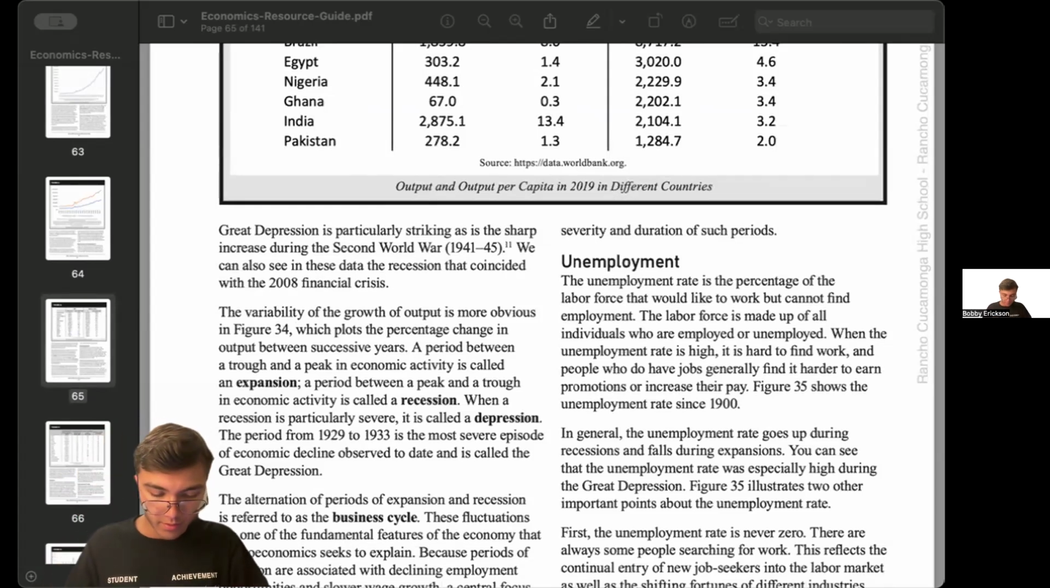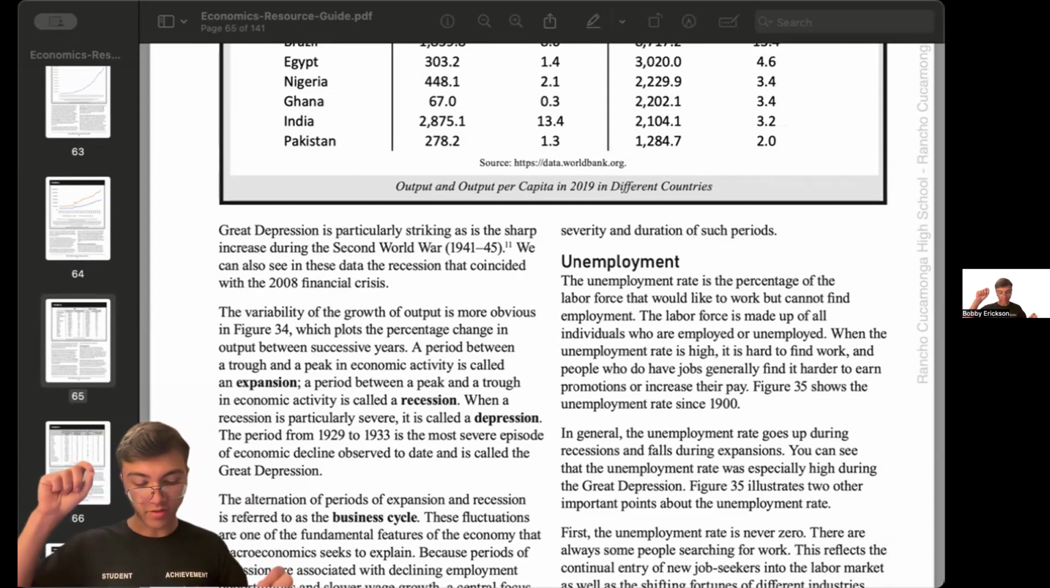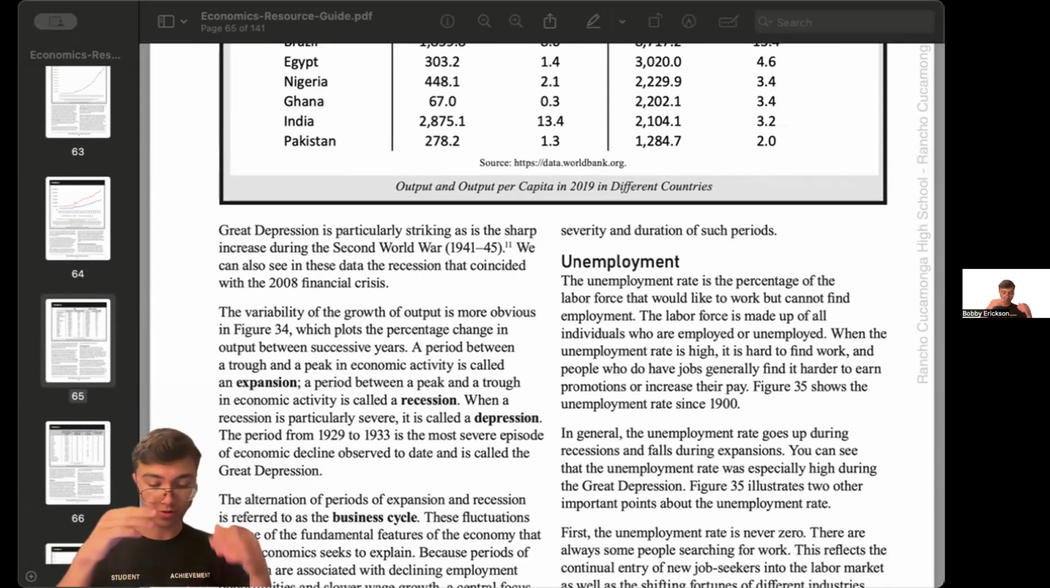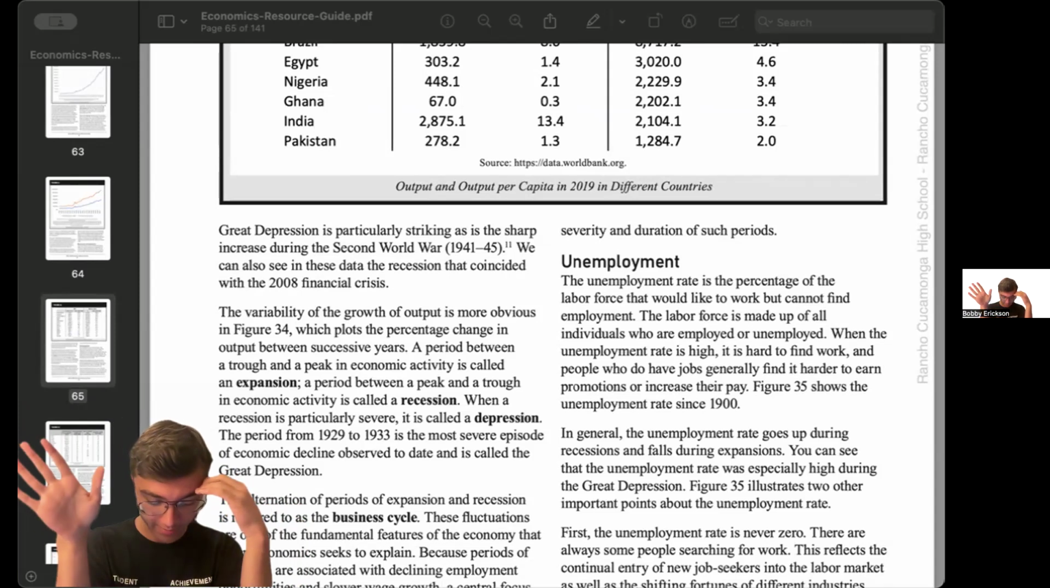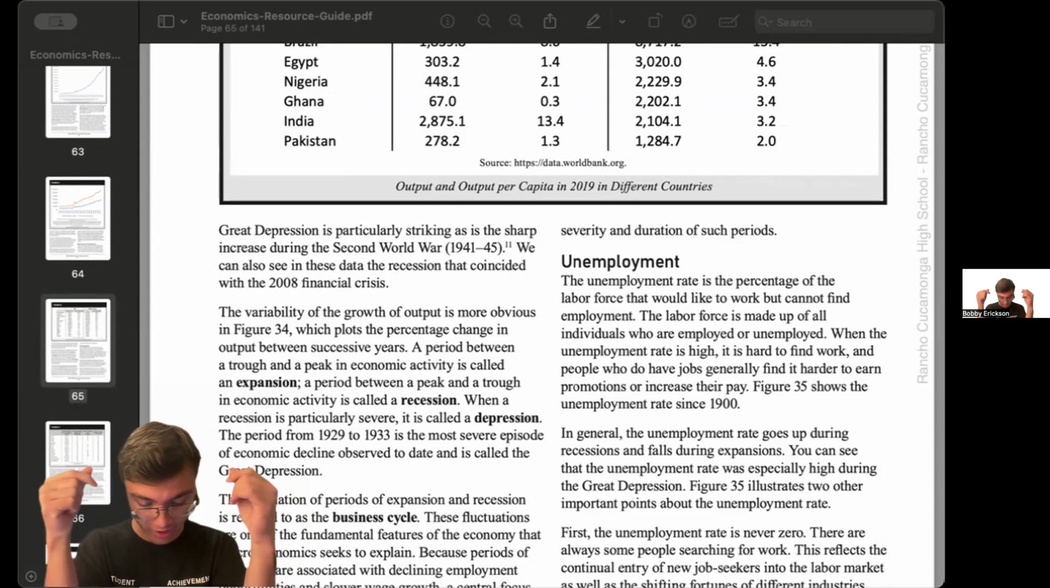So we can see that a period between a trough and a peak, so the lowest point and the highest point in economic activity, is called an expansion. So an expansion is when we are expanding from a trough to a peak, from a lowest point in economic activity to a highest point in economic activity. And then between a peak and a trough is a recession.